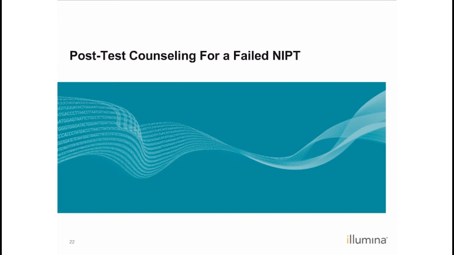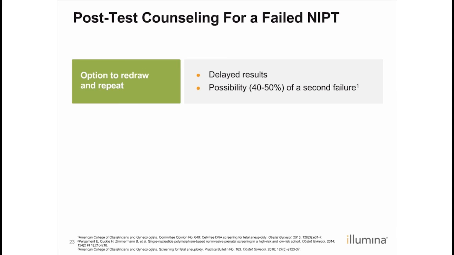For those patients who have a failure with NIPT, what do you tell those patients, Dr. Chavez? Excellent question. The patient has the option to have her blood redrawn and sent to the laboratory again for NIPT if the first sample fails to yield a result. However, this obviously further delays the process, and there is still a chance, as much as 40 to 50% according to the ACOG practice bulletin, that the second sample could also fail to give results.